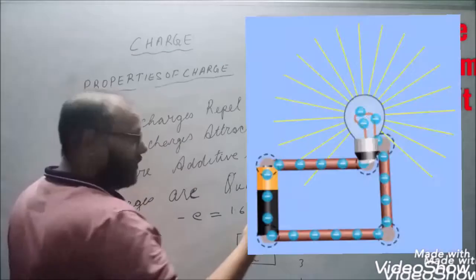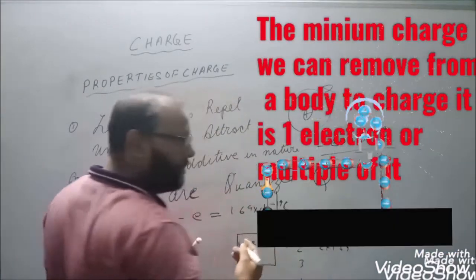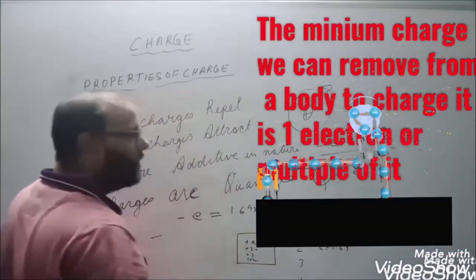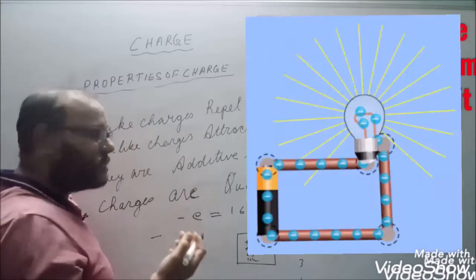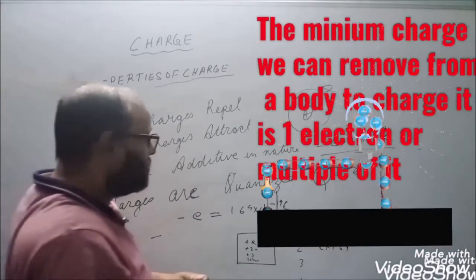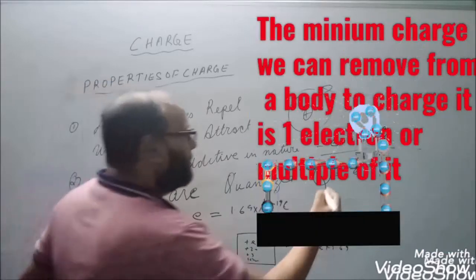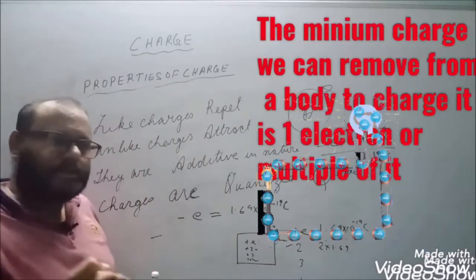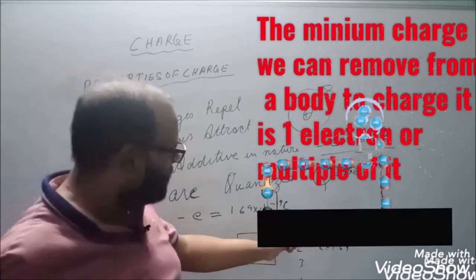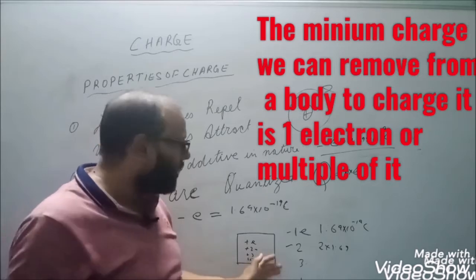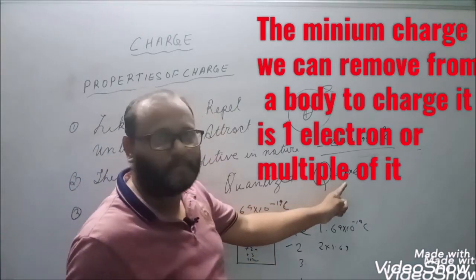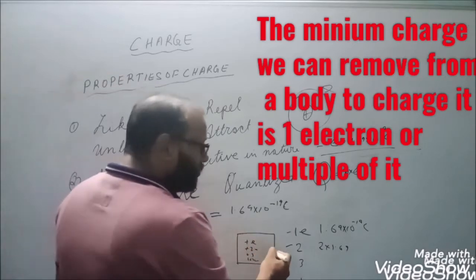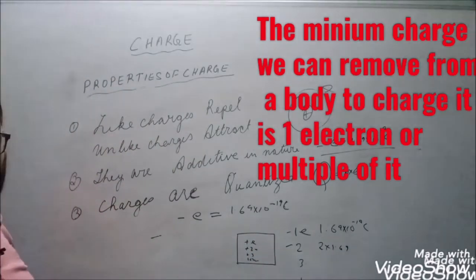That means we can say the charge that can be removed from a body is e. How many electrons will I have to remove to make a body charged? It is e or a multiple of e. The minimum charge that I can remove from a body to make it positively charged is either e or a multiple of e. This is in case of positively charged. Same case can be of negative charge also.